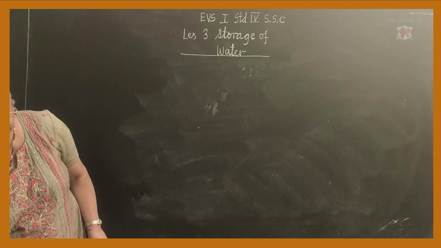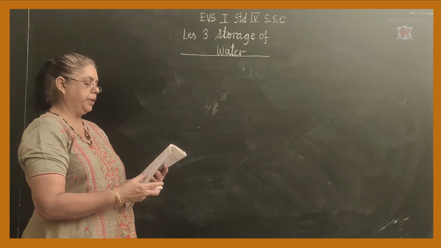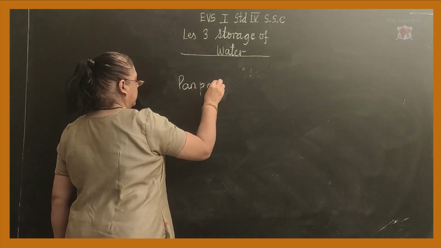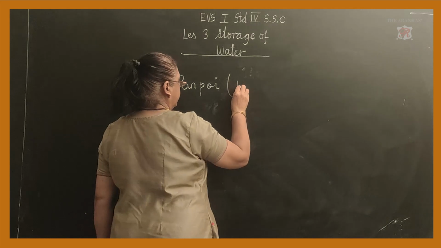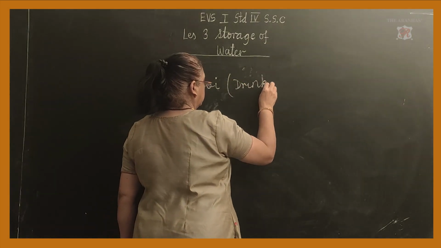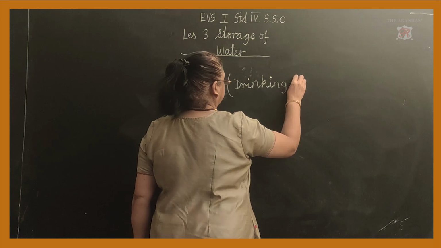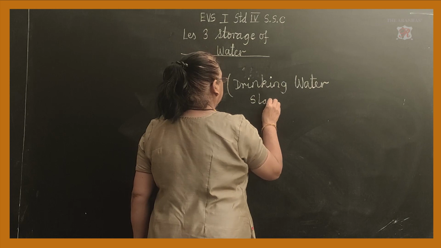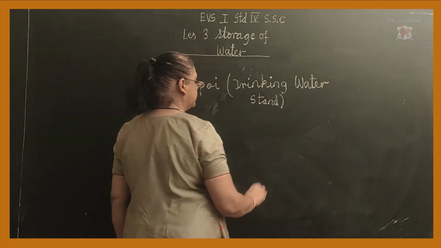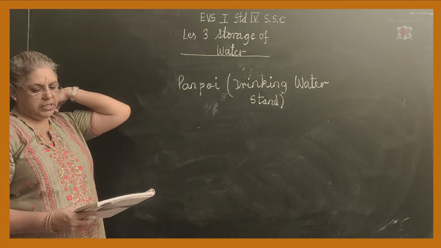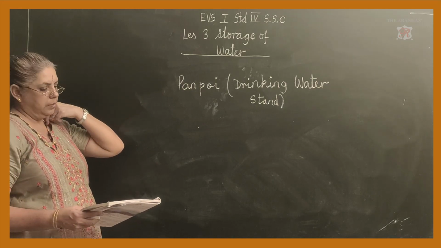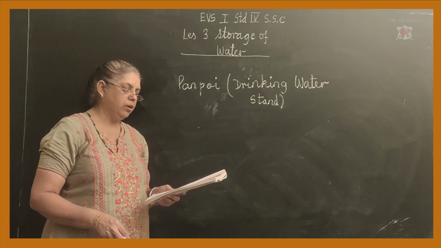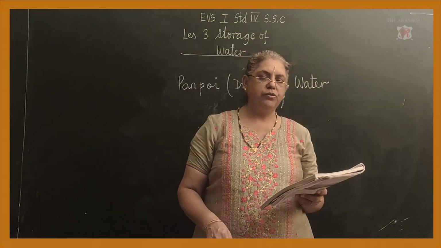Now we come to the next part of the lesson, that is Pan Koi. Now what is the meaning of Pan Koi? Pan Koi is a drinking water stand. You must have seen in many places, especially during summer, these Pan Koi set up so that people walking on the road, when it is very hot and they feel thirsty, can drink this water.